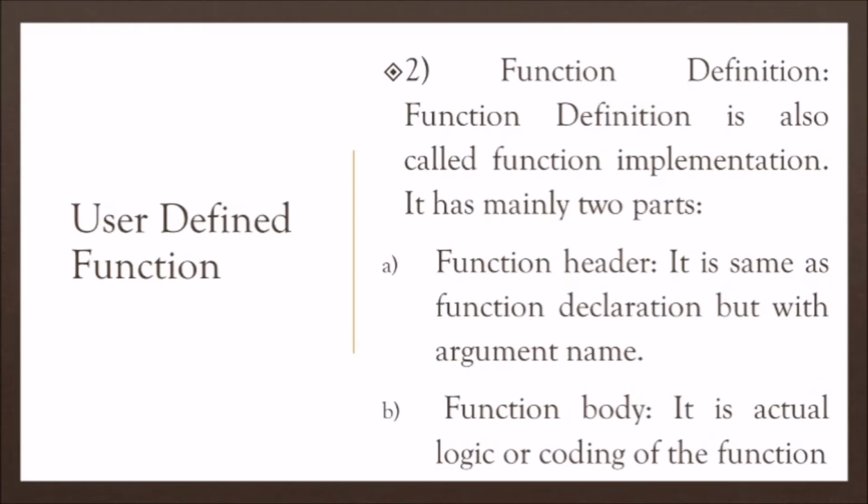Now the second part is function definition. Function definition is also called function implementation. It has mainly two parts. The first is the function header, which is the same as the function declaration but with argument names. The second part is the function body, which is the actual logic or coding of the function. The block of code, the block of statements, is written in the function definition.